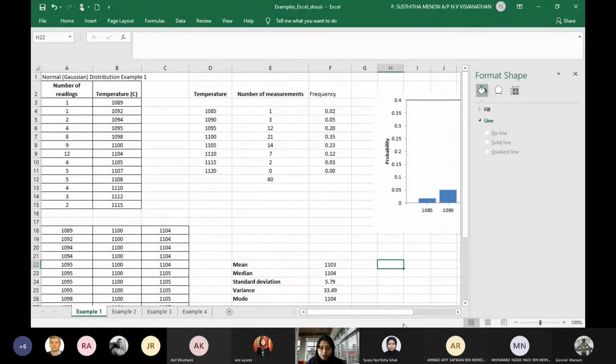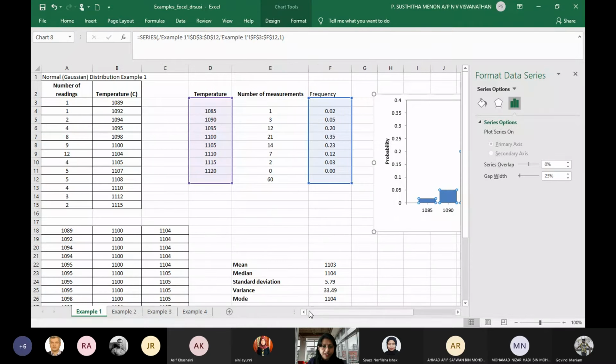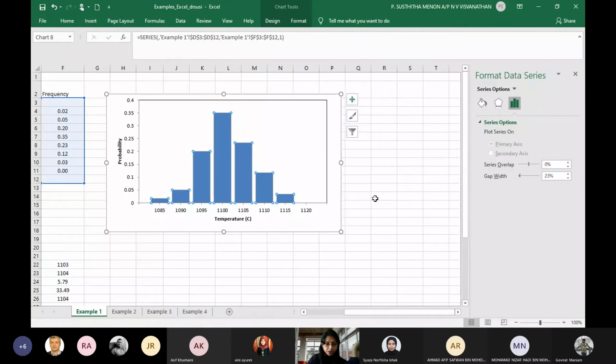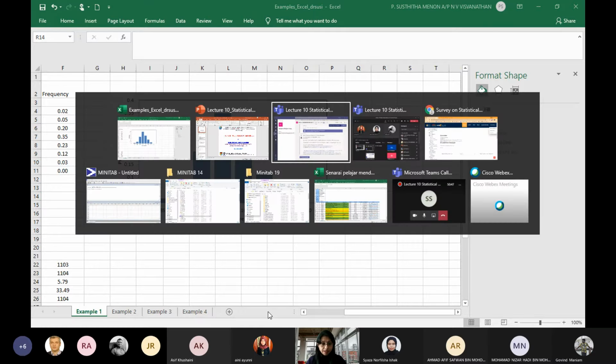I'm going to delete this. You can also adjust the color, you can adjust the edges, and you can overlap with other data as well. In fact, you can also change the gap width and so forth. There are so many things that Excel can do to customize your data into something that is visible statistically. Okay, I'm going to go back to my slides.